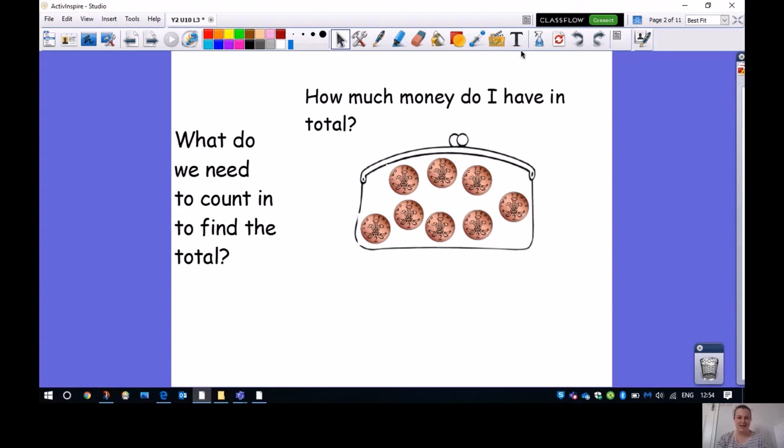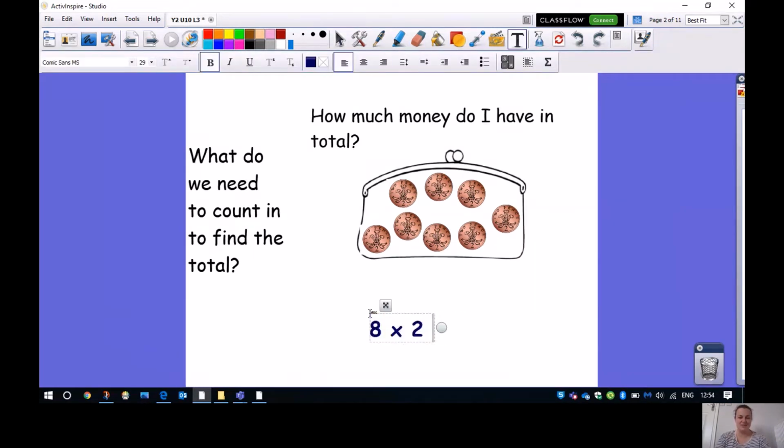So I could write that as a multiplication question. 8 times 2 or 2 times 8. It doesn't matter which way round, but as we've got 8 groups of 2, we're going to be counting it in our twos. So 2, 4, 6, 8, 10, 12, 14, 16, and I'm stopping now because I've got my 8 fingers up, and that means the answer is 16. So I have got 16 pence in the purse because 8 lots of 2 pence equals 16 pence.